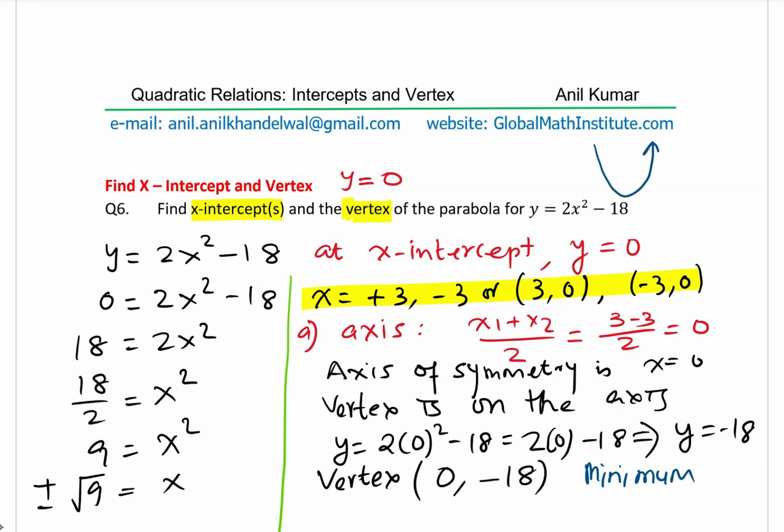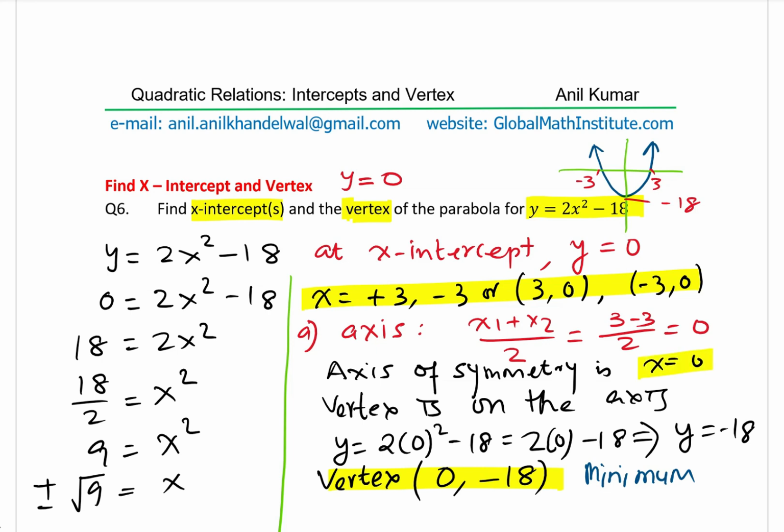So actually this parabola will look like this. You may have a question where you have to sketch this particular diagram. In that case, you could sketch it something like this, right? Where the two x-intercepts are at minus 3 and plus 3, and this value here is minus 18. So that is the parabola which represents the given equation, in our case y equals 2x squared minus 18, with the vertex at (0, -18) and the axis x equals 0.